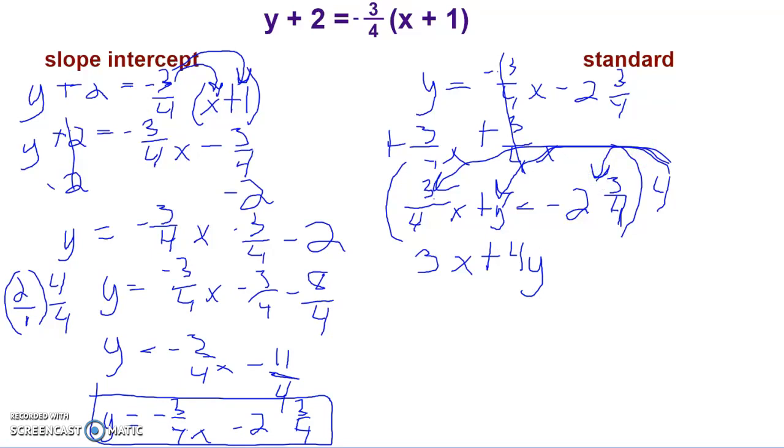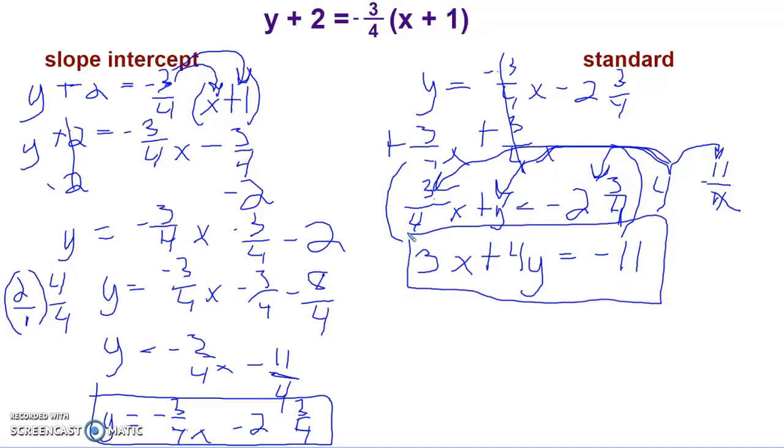In order to do that, I'm going to turn negative 2 3/4 back into an improper fraction. So I'm going to end up with negative 11/4 times 4. And so that's going to get the 4 out of there. So that means I'm just going to get equals negative 11. And this is our standard form. 3x plus 4y is equal to negative 11.